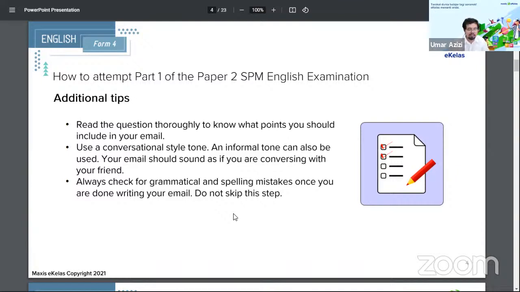3, always check for grammatical errors and spelling mistakes. Once you are done writing your email, do not skip this step for 2 purposes. For the exam, you'll lose marks. If you do a grammatical error, spelling mistake, or even a misplaced comma, you lose marks. In real life purposes, if you do not include the correct comma or text, you're going to have a hard time explaining to the other party why you wrote what you wrote. A misspelling can be very detrimental to whatever you're saying to the other person.